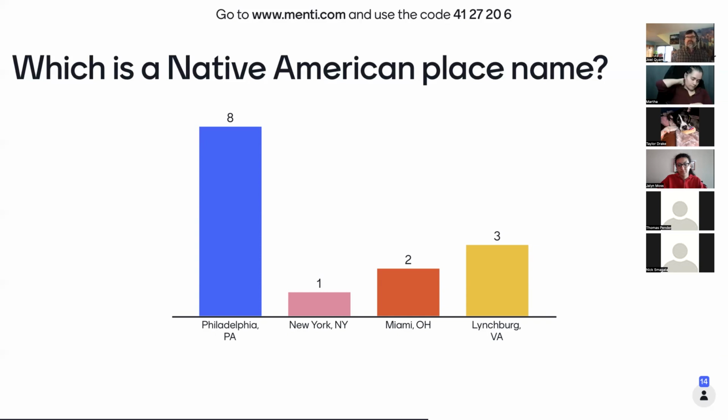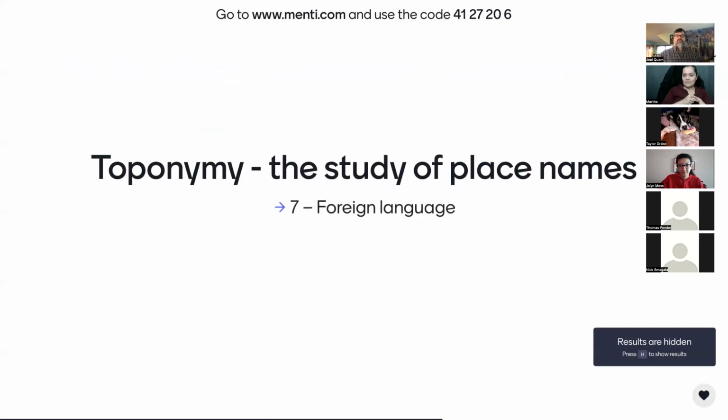Now, Philadelphia apparently tempted a lot of you. Well, it is definitely not an English word, but it is not a Native American word either. It does mean city of brotherly love. Well, that one would fit in this next category, foreign language. Yes, the English came over here and started the American colonies, but we had other peoples here before that too, or along with that too.